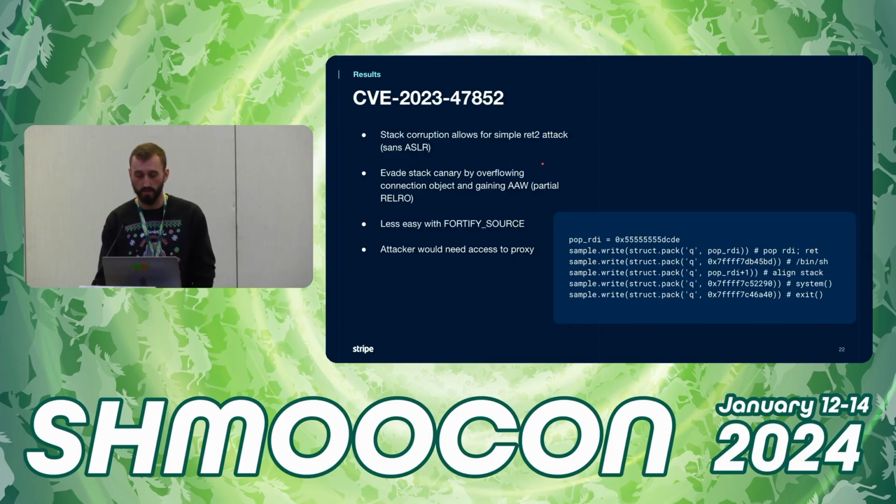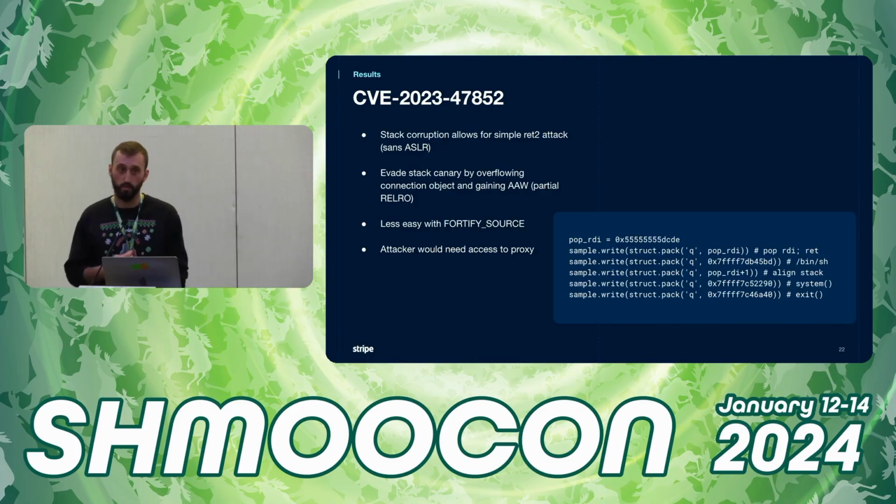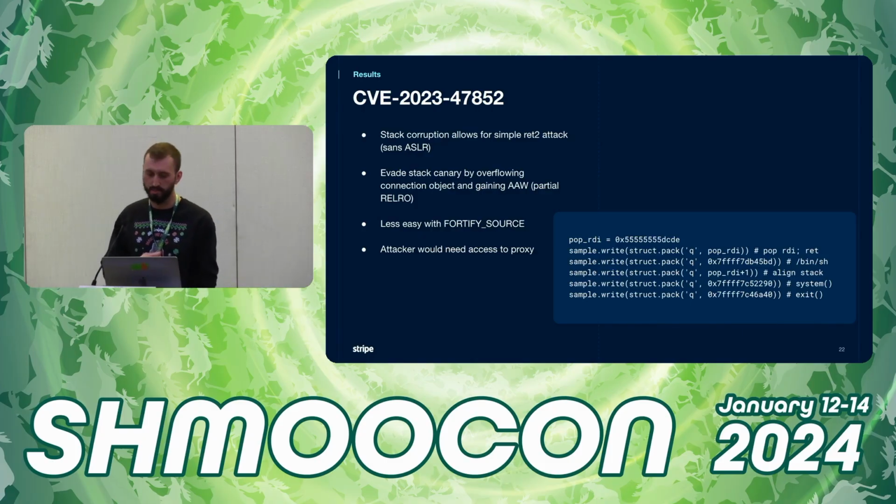So we identified an arbitrary address write using this connection object, which would allow us to bypass that, but also allow us to bypass partial RELRO, which is another complicated mitigation on modern Linux systems that prevents writing to the PLT or the GOT. But we could use the arbitrary address write to get through some of that. This was less trivial on more modern systems compiled with something like FORTIFY_SOURCE, where there are bounds-checked memcpys. And so we didn't pursue that route because we didn't deem it necessary.